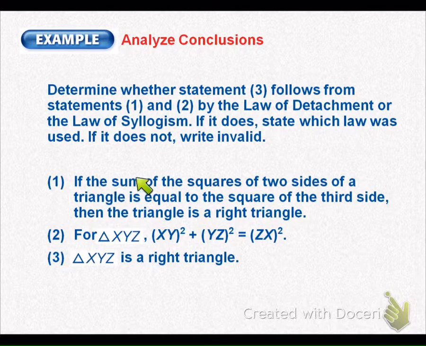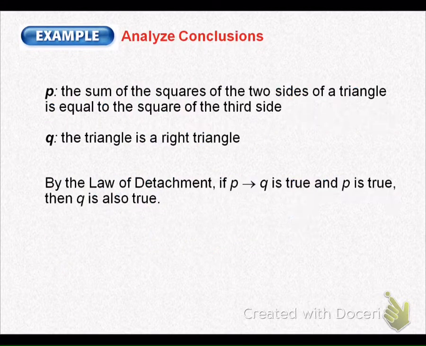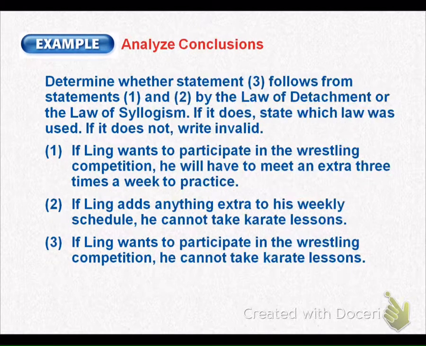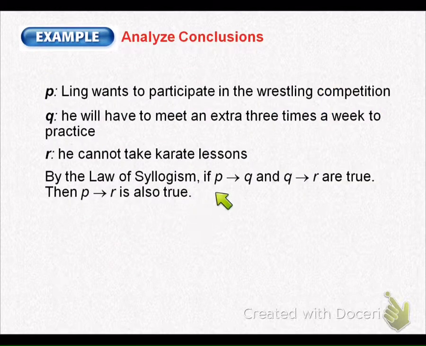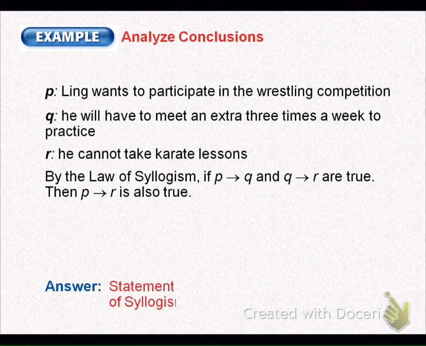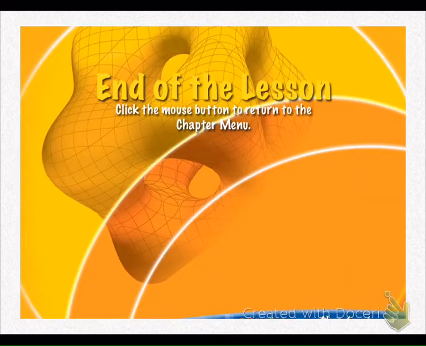This one is just, if you add the squares of 2 sides of a triangle equal to the third side, then it's a right triangle. 2 sides squared added to the third side equals the third side squared, therefore it's a right triangle. This one's detachment. Okay. If Ling wants to participate in wrestling, he will have to meet an extra 3 times a week to practice. If he adds anything to his weekly schedule, he cannot take karate. If he wants to participate in wrestling, he cannot take karate. Okay? This one, if he wants to participate in wrestling, he will have to meet an extra 3 times a week. That's Q. If Q, then R. That one would have been syllogism. Okay? All right, that's what we need to know about that.